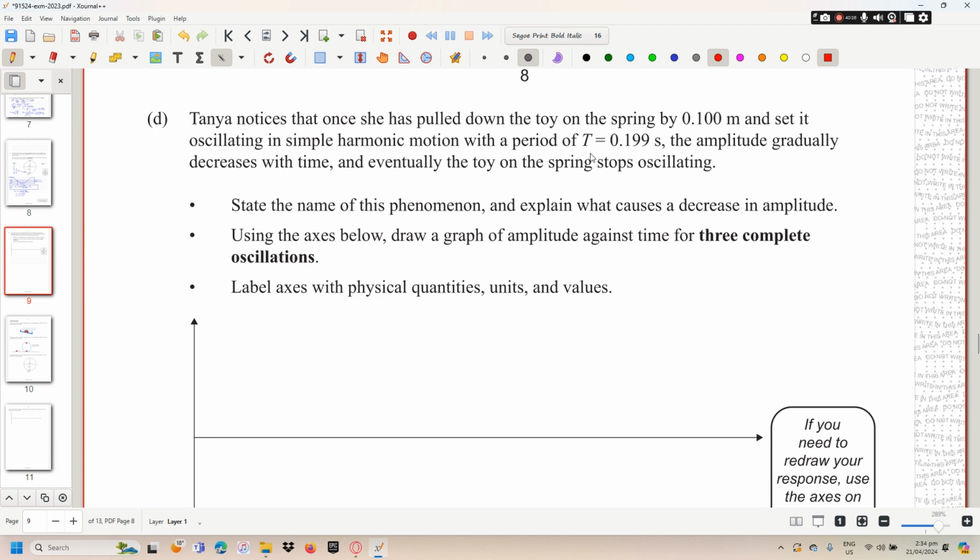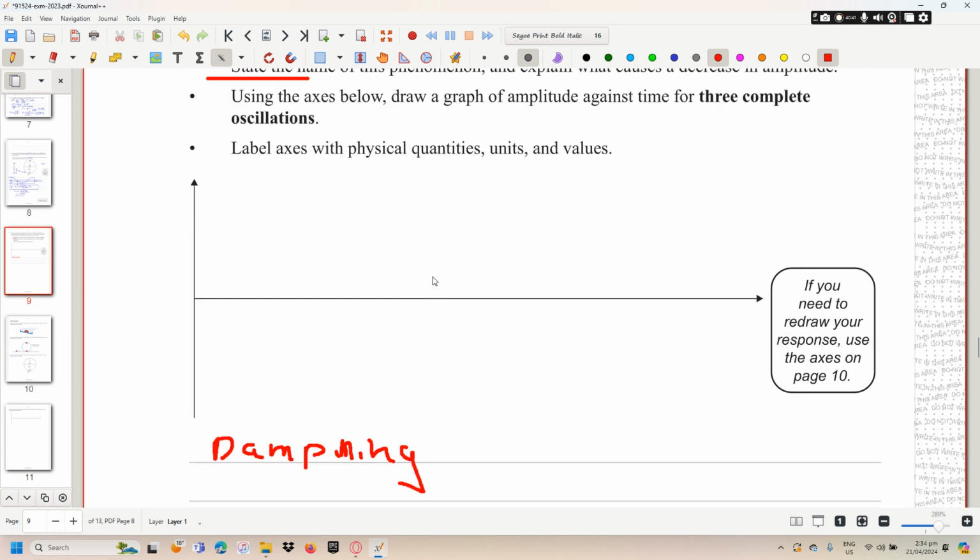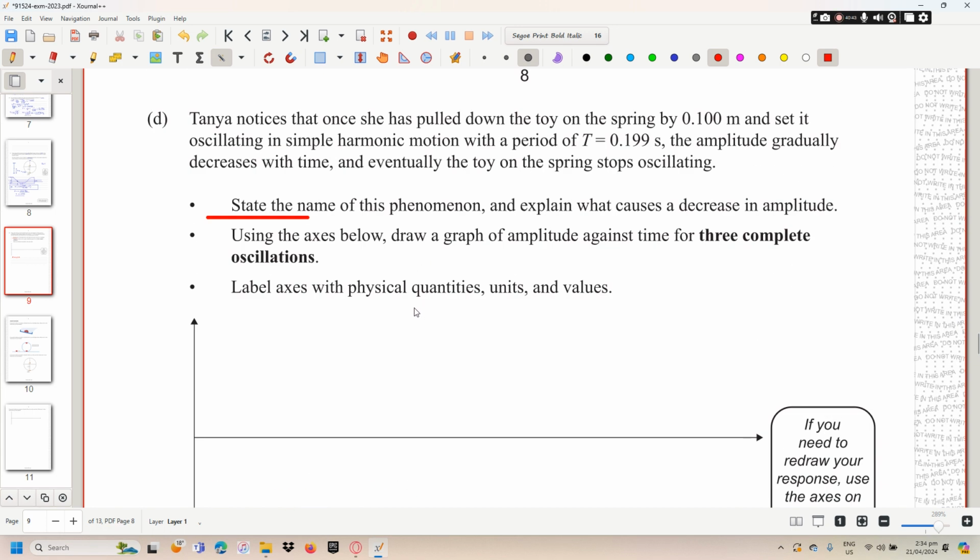Tangi notices that once she's pulled it down and set it oscillating, synchronizing for the period of it, the amplitude gradually decreases with time and eventually this toy stops oscillating. This is called damping, and it's the fact that in real life energy is lost. So if you imagine, if you put a little pendulum into oscillation, it eventually stops because it loses energy.